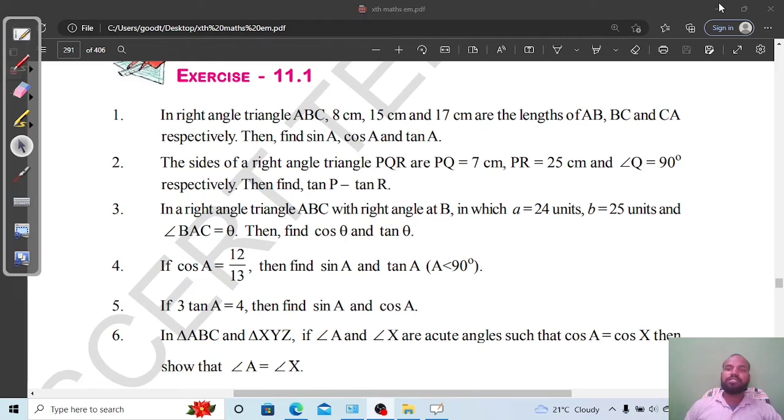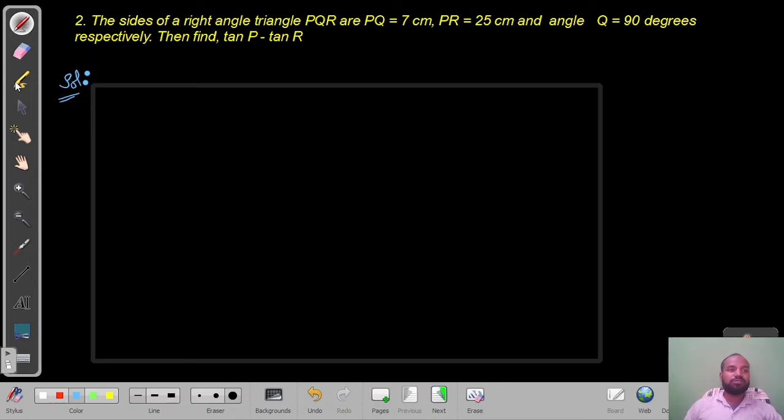Now moving to the next question. So our next question is, see here, the sides of a right angle triangle PQR are PQ equal to 7 centimeters and PR equal to 25 centimeters and angle Q is 90 degrees respectively. Then find tan P minus tan R. So this is our question. So let us find out the solution for this.